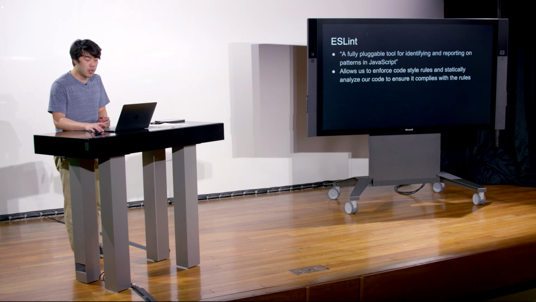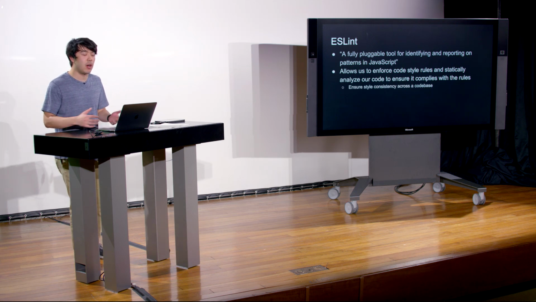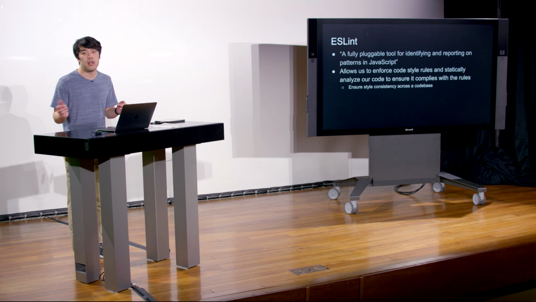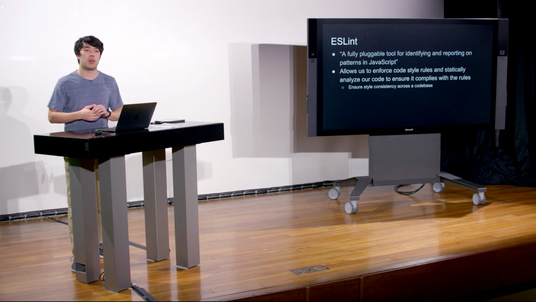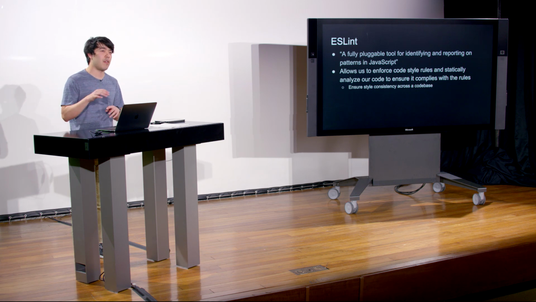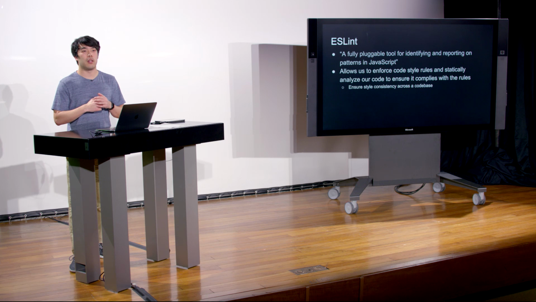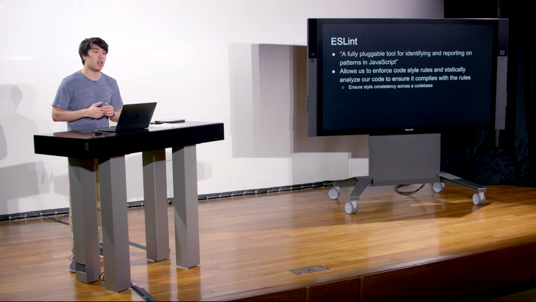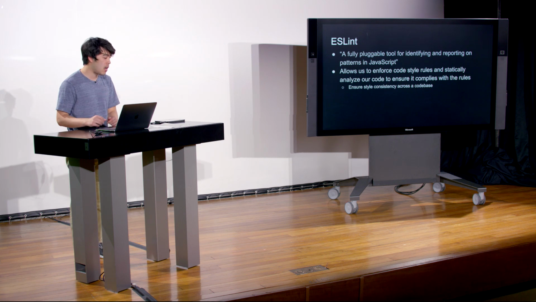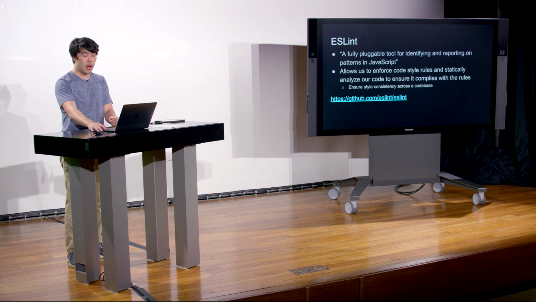What this helps us do is ensure style consistency across our code base. And this is great if we have maybe 100 different people using the same code base, where maybe everybody writes JavaScript slightly differently. What we can do is use ESLint to yell at our developers and say, hey, we should all be writing the same style JavaScript. Maybe you should use this instead. And so here's a link to it if you want to check it out.